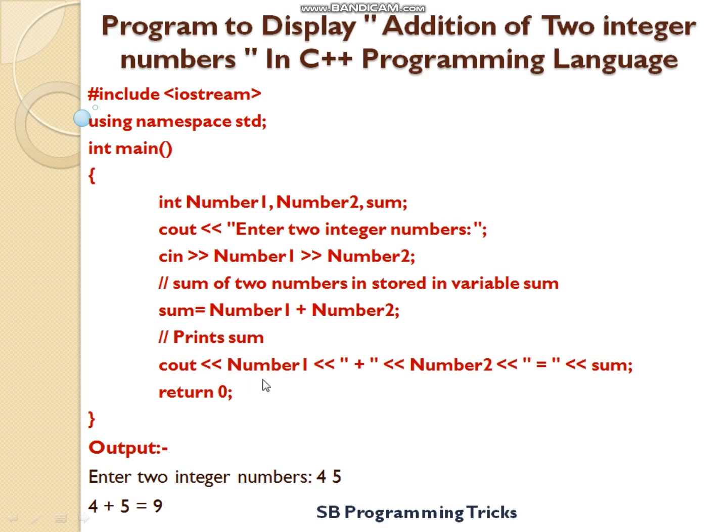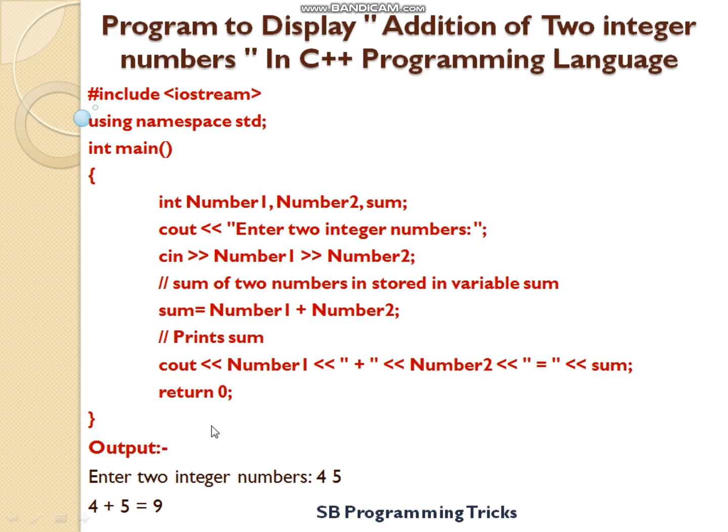Now the next one is number1, which is 4, then plus is the operator. Then the next one is number2, which is 5, then sum is 4 plus 5 is equal to 9. Here they have to display 4 plus 5 is equal to 9. You see cout number1 is 4, plus, then number2 is 5, then is equal to, and then your result 9 is stored in the sum variable.